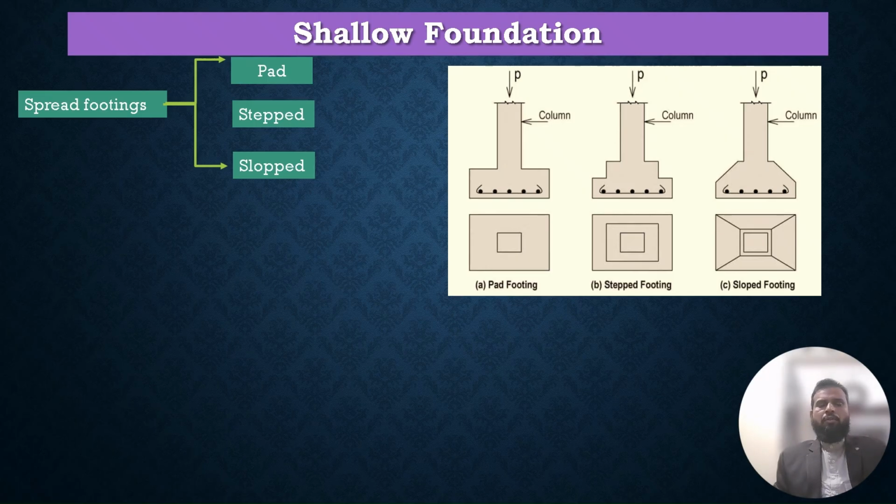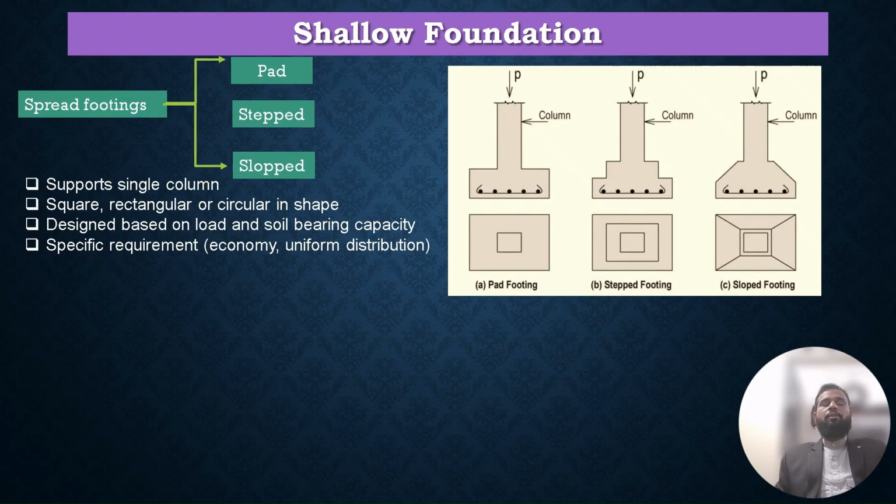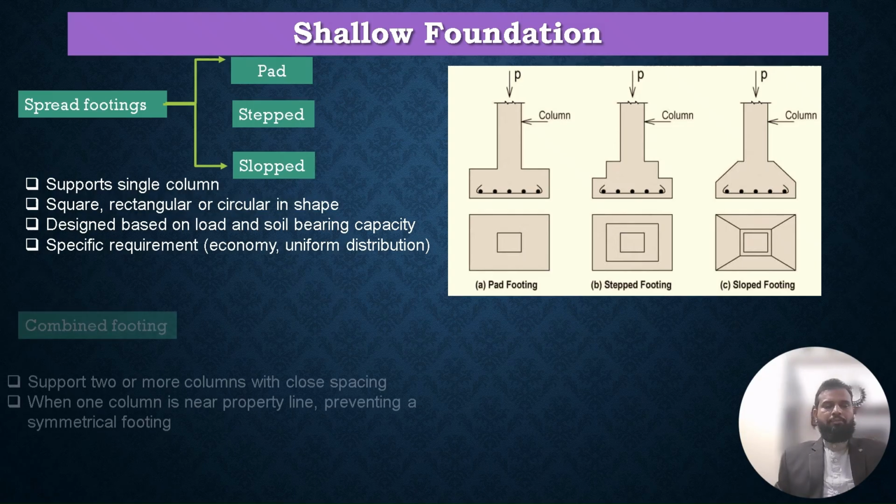These footings are normally constructed for an isolated column, or we can say a single column, and may be of different shapes like square, rectangular or circular, and are designed on the basis of load and soil bearing capacity. Especially if we have a variable bearing capacity, we go for the step footing. If we want economical requirements, we try to go for slope footing. And similarly, if there is no issue of concrete saving, then we go for the pad footing.